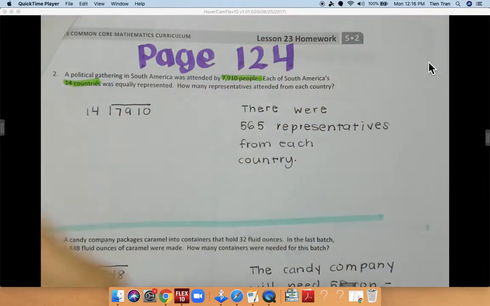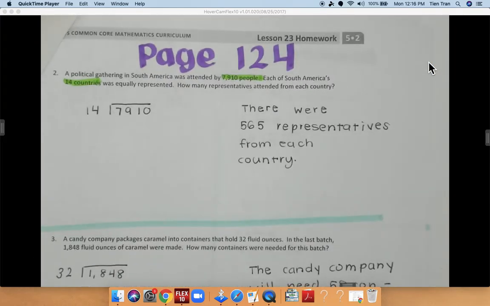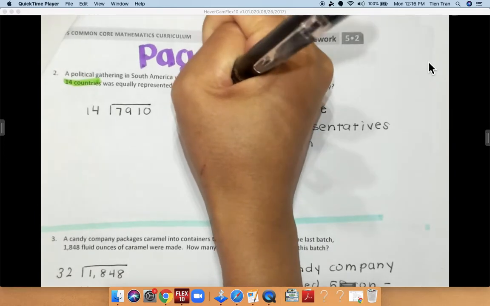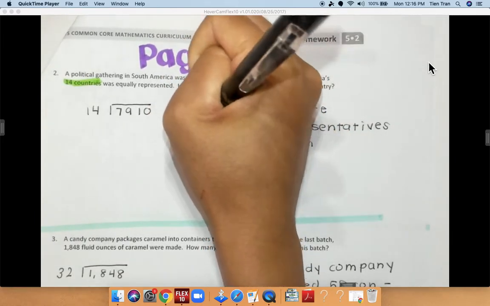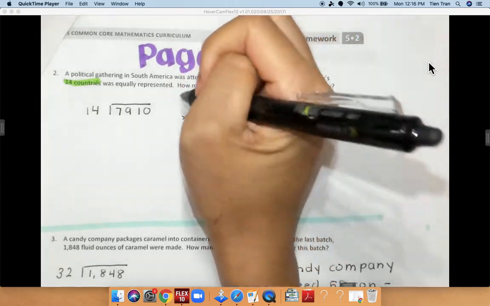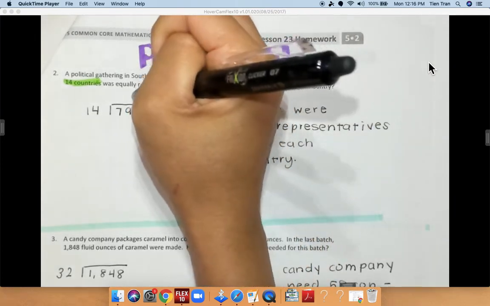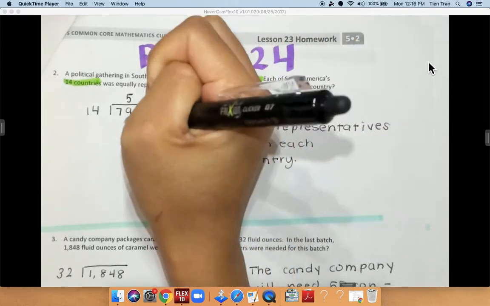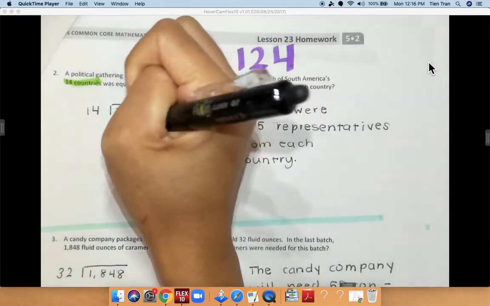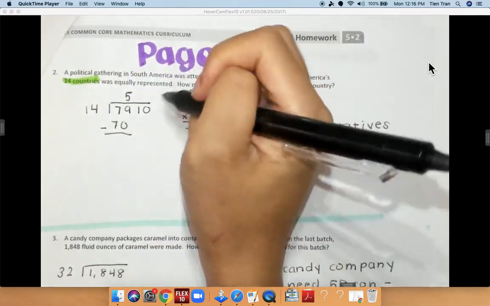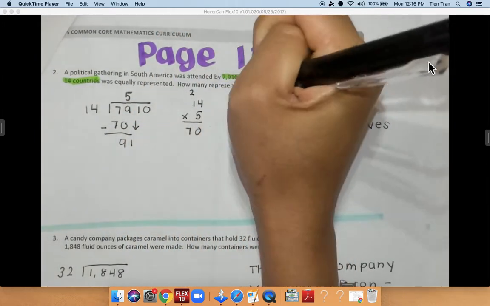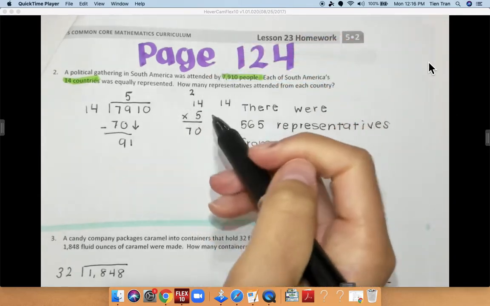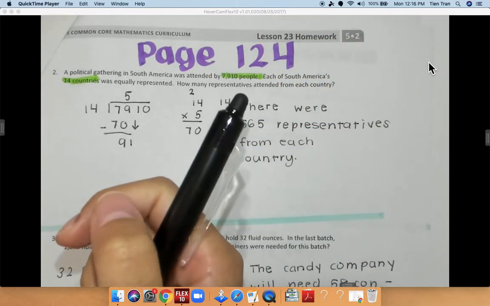How many times do you think 14 can go into 79? I'm going to try 5 times. 5 times 4 is 20. 5 times 1 is 5, plus 2 is 7. So I'm going to write 5, and now I'm writing 70. Now I'm going to subtract. 9 minus 0 is 9. Bring down my 1, and 14 times a number is equal to 91, or close to 91.